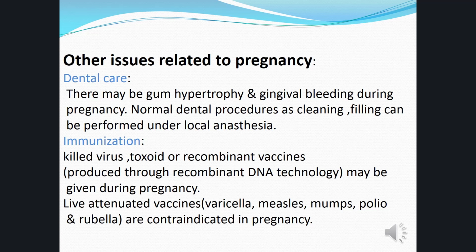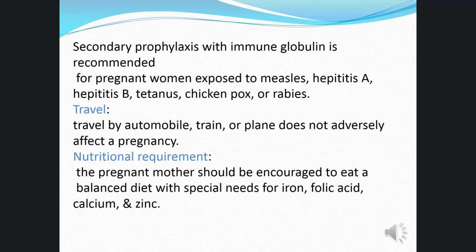Immunization. Killed virus, toxoid, or recombinant vaccine produced through recombinant DNA technology may be given during pregnancy. Live attenuated vaccines such as rubella, measles, mumps, and polio are contraindicated in pregnancy. Secondary prophylaxis with immunoglobulin is recommended for pregnant women exposed to measles, hepatitis A, hepatitis B, tetanus, chickenpox, or rabies. Travel by automobile, train, or plane does not adversely affect pregnancy.